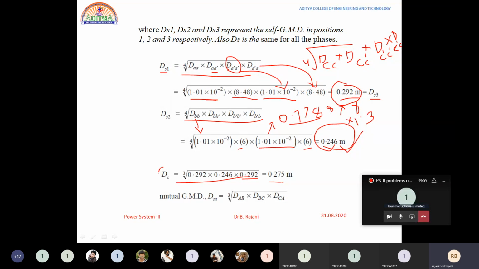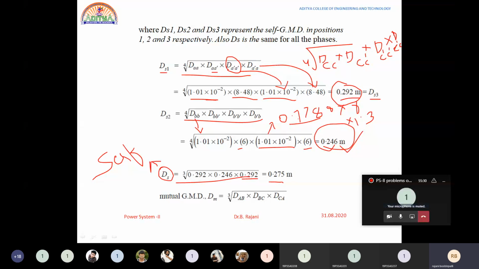What do you mean by DS? DS is nothing but the self GMD. We can call it the self GMD, the self geometrical mean distance, which sometimes is called GMR.